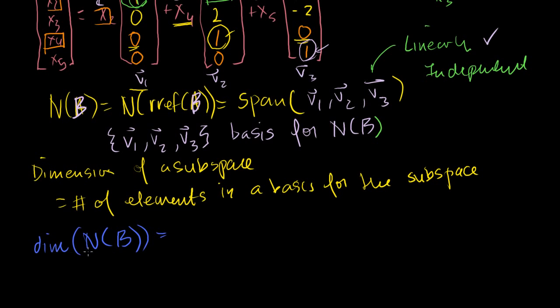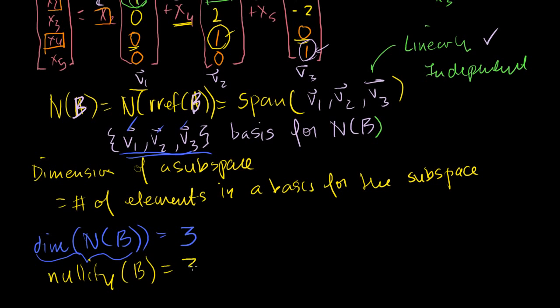Well, the dimension is just the number of vectors in a basis set for the null space of B. Well, this is a basis set right there. And how many vectors do I have in it? I have 1, 2, 3 vectors. So the dimension of the null space of B is 3. Or another name for the dimension of the null space of B is the nullity. The nullity of B. And that is also equal to 3.